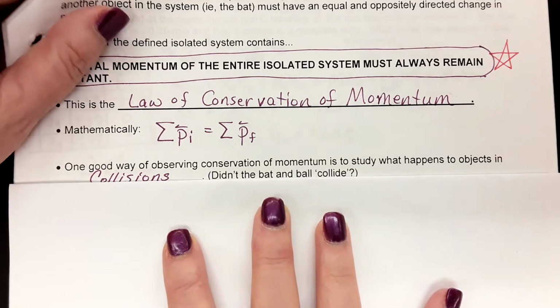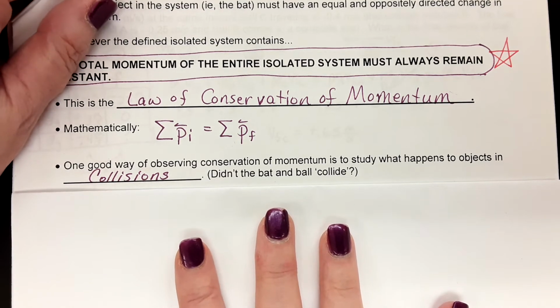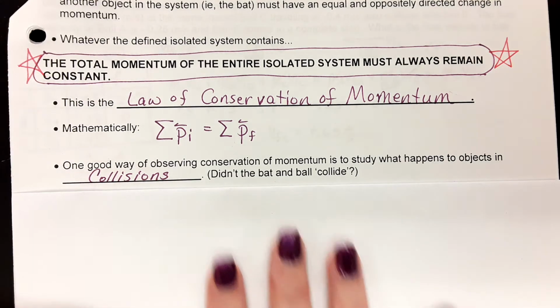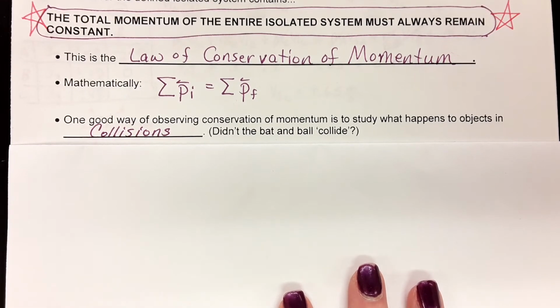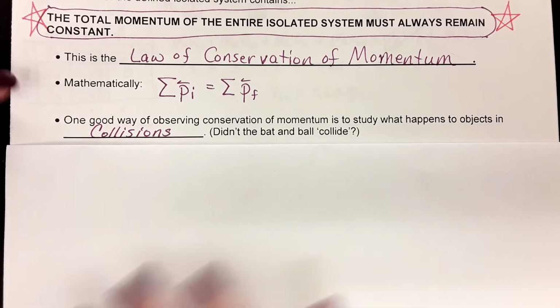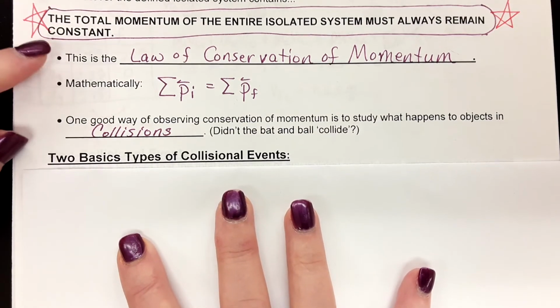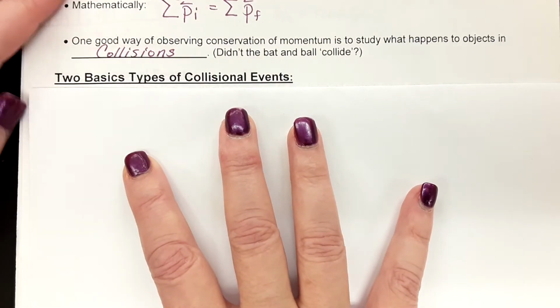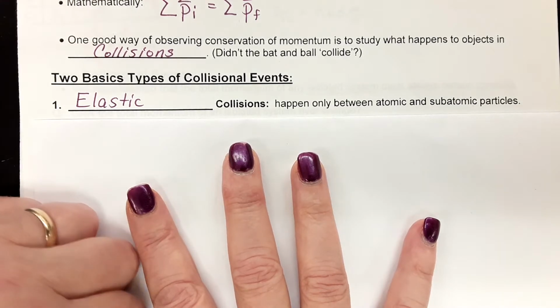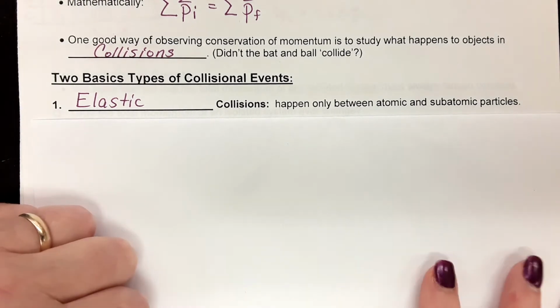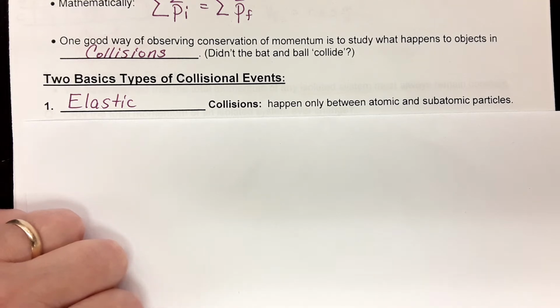One good way of observing conservation of momentum is to study what happens with the ball and the bat. They collided. So we're going to look at collisions briefly. There are two basic types of collisions. The first type is the elastic collisions. Now, in reality, elastic collisions truly only happen between atomic and subatomic particles. But a lot of times we will look at certain macro world collisions as also being elastic.